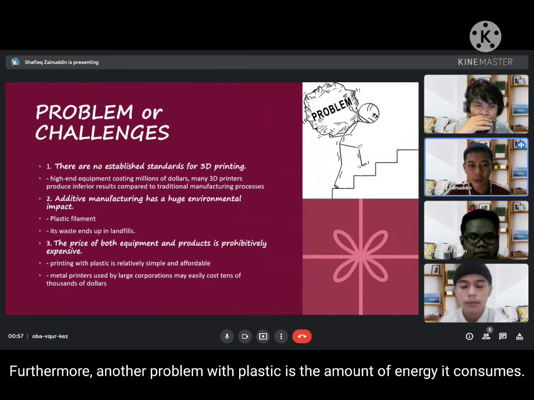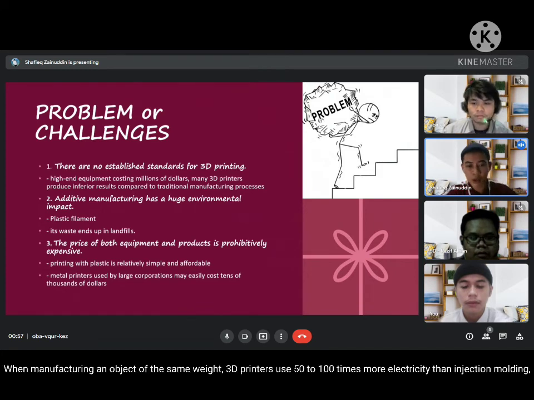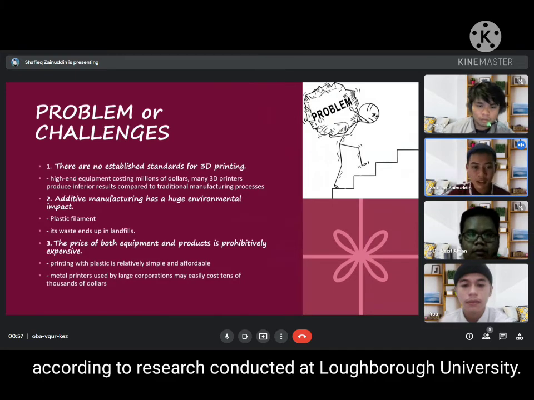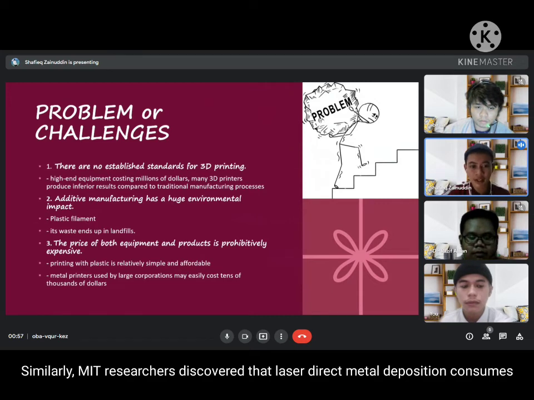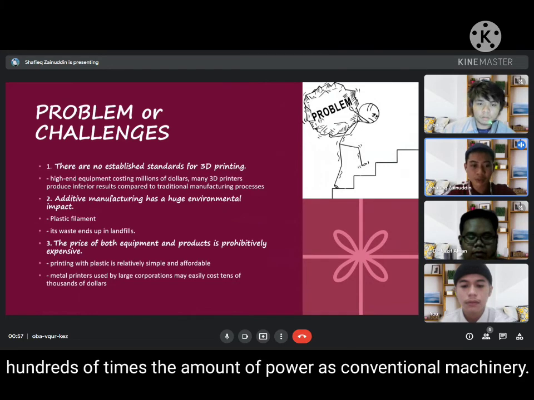Furthermore, another problem with plastic is the amount of energy it consumes. When manufacturing an object of the same weight, 3D printers use 50 to 100 times more electricity than injection molding, according to research conducted at Loughborough University. Similarly, MIT researchers discovered that laser direct metal deposition consumes hundreds of times the amount of power of conventional machinery.